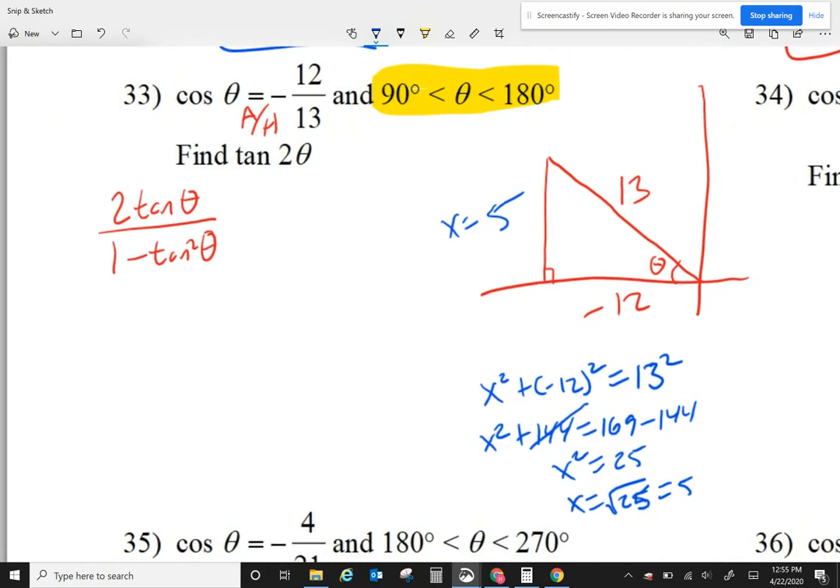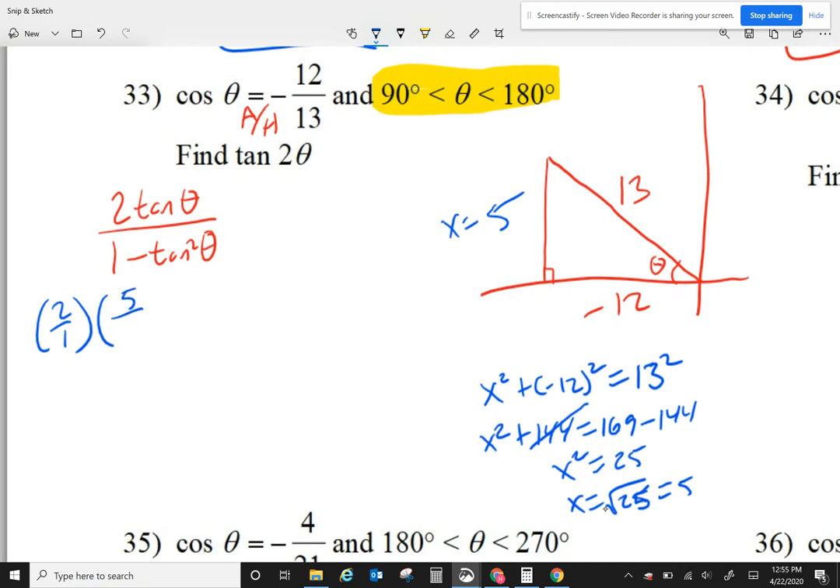All right, so let's take a look. On the top, I have 2 times tangent of theta. So matter of fact, my 2, let me write it as a fraction. 2 over 1. Tangent of theta I know is opposite over adjacent.